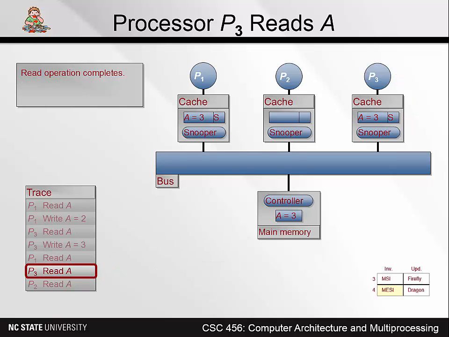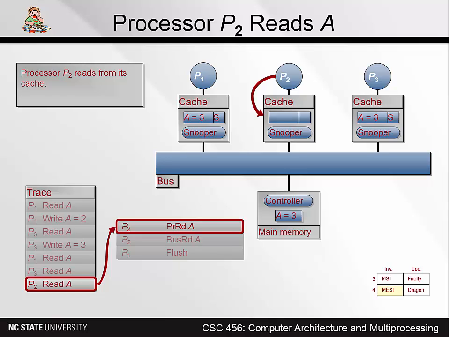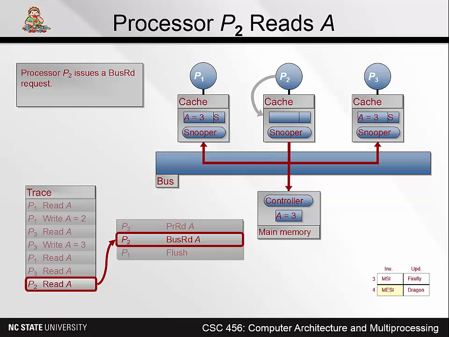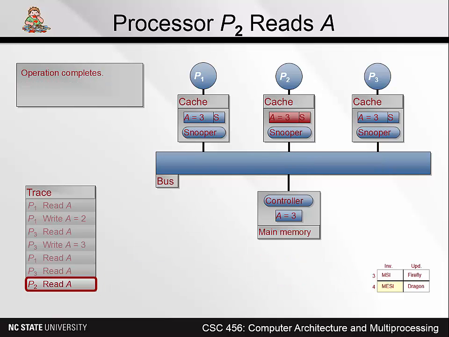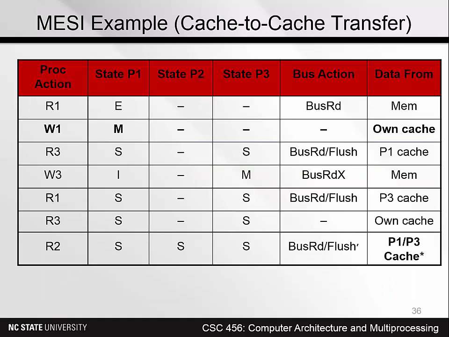The read operation completes. Now P2 finally gets into the act by issuing a read for A. Since it's a cache miss, it requires a bus transaction, namely a bus read. P1 flushes the block out on the bus, where P2 picks it up. This is referred to as a cache-to-cache transfer. The read operation is complete. Now all three caches have valid copies of the block in state S.